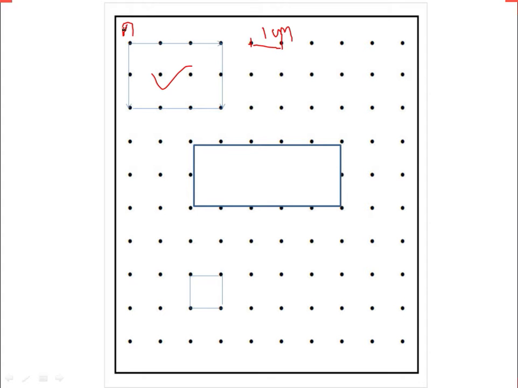So we will simply name this rectangle. The rectangle's name is A, then B, then C, and then D. Okay, so we have named this rectangle. Now what we have to do is simply measure the length of side AB. We'll try to understand how we can measure the length of this side AB.